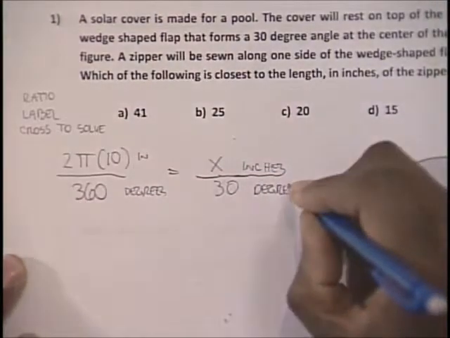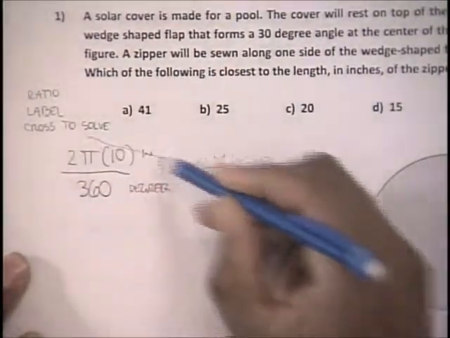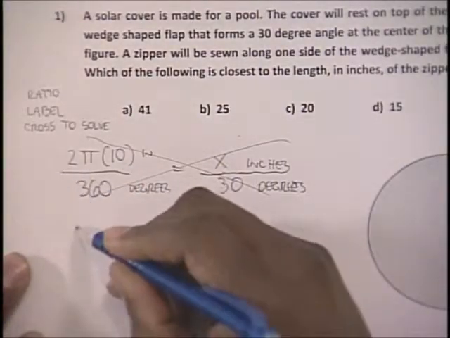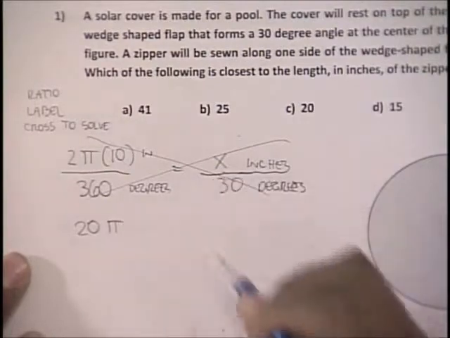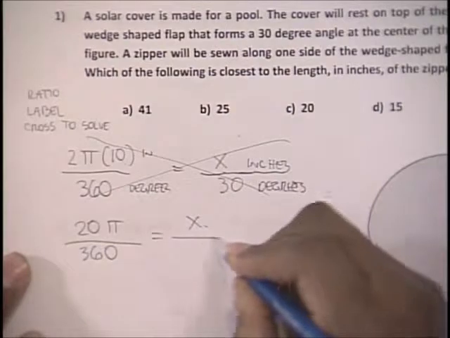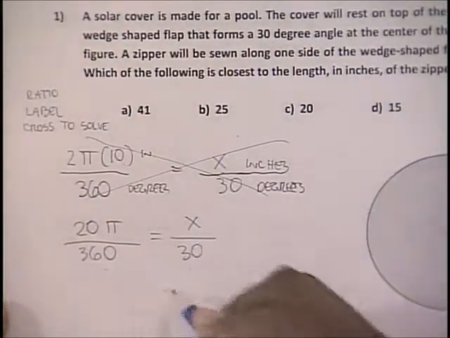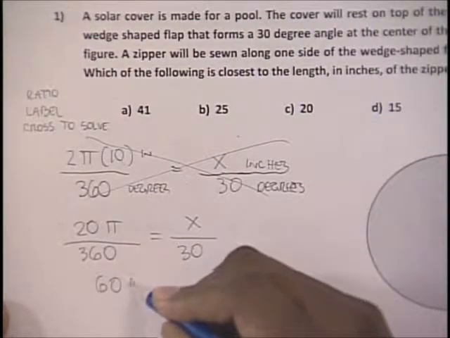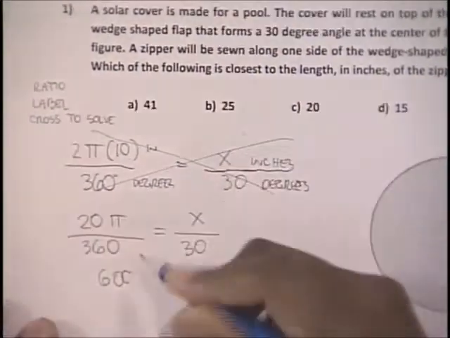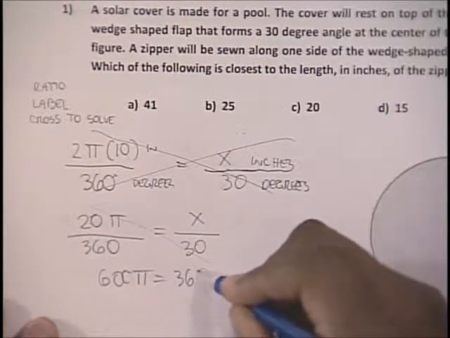Now you set up your proportion. You've got your ratios, you label, you set up your proportion, now cross multiply. This is 20 pi, since 10 times 2 is 20. You get 20 pi over 360 is equal to x over 30. Now you cross multiply. You get 60 pi, or excuse me, 600 pi. Sorry about that. 600 pi is equal to 360 times x.